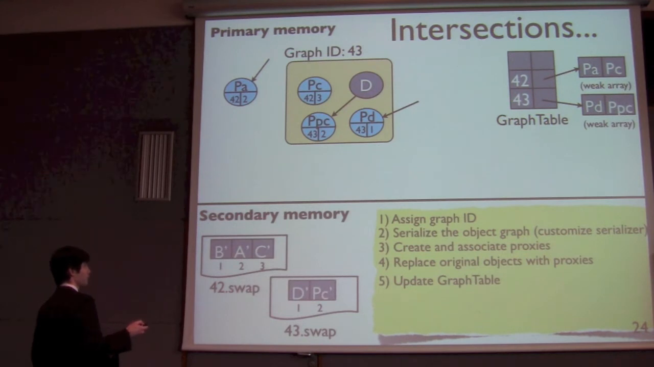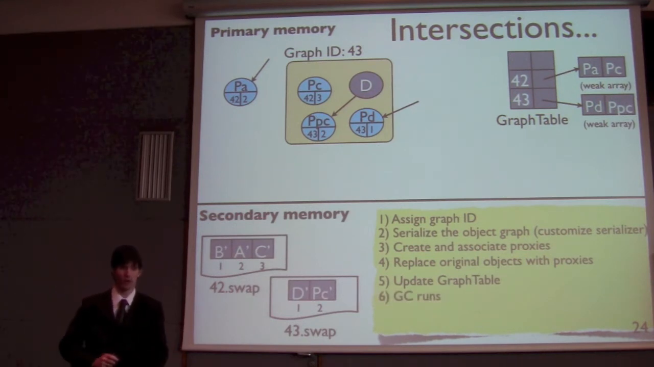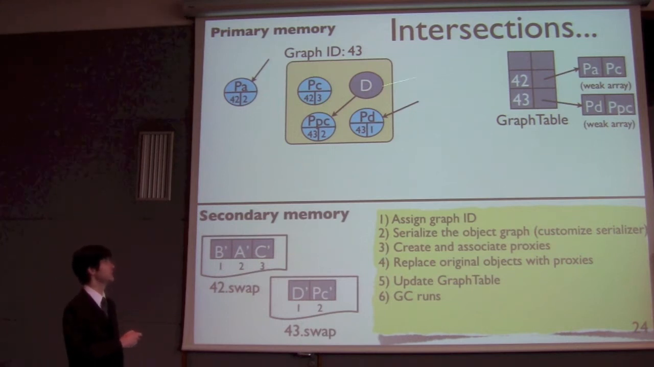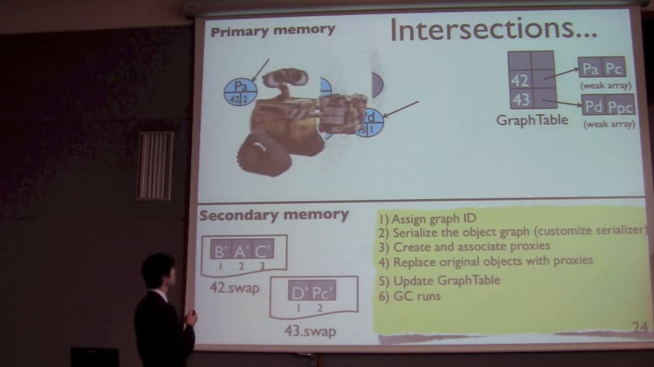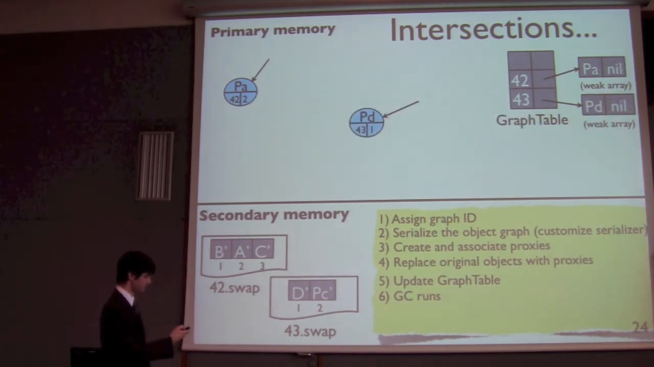Okay, so it's 43, and these are the proxies. Now, pay attention. If the GC runs now, nobody is pointing to the PC. It's only referenced from here, but this is weak. So what will happen now is that when the GC runs, we will lose object PC. And why is this a problem?